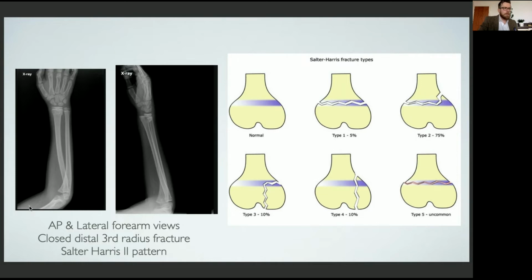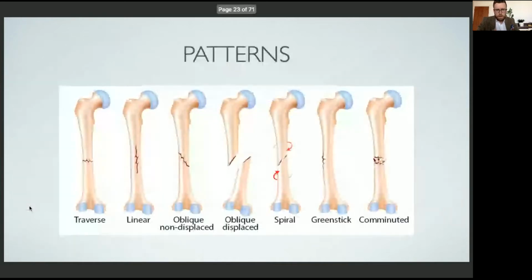But when you take it back and actually apply all of those basic principles, that potentially complicated sounding presentation of an x-ray is actually quite simple. I've talked about what film it is. I've mentioned what bone it is. I've said it's closed. I've mentioned the pattern and which region of the bone it's in. And I've put the cherry on top by describing the Salter-Harris 2 pattern. So it's really not that hard once you start getting the hang of it.